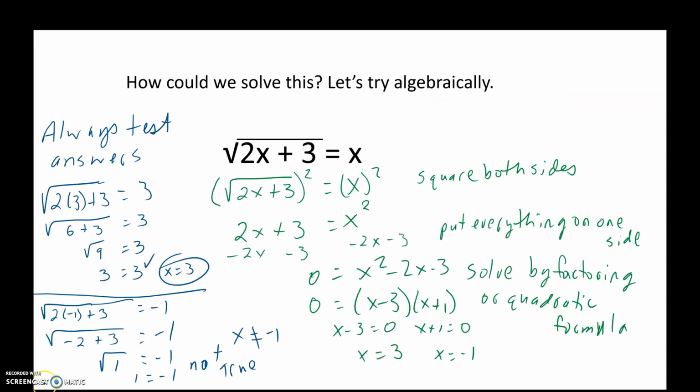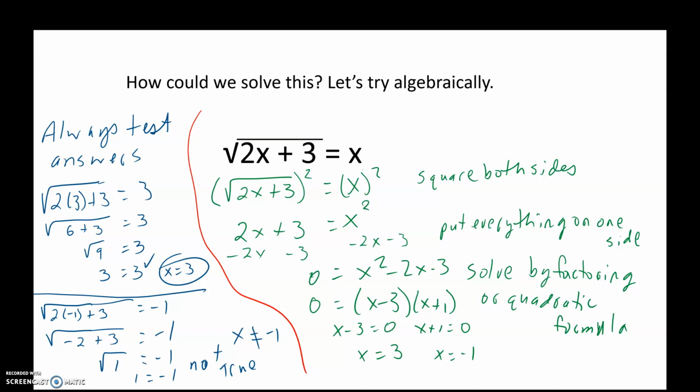All right, so I want you to pause and jot all this down. What I've done is I've solved this algebraically. Green is the algebra. So let me draw a little line here. In order to cancel a square root, we're going to square both sides. So that's what I did. I squared that square root of 2x plus 3 and that x.